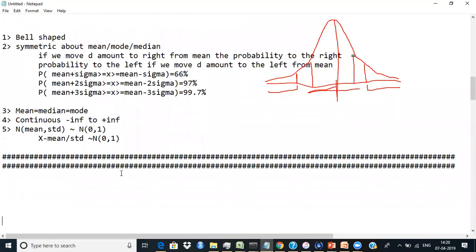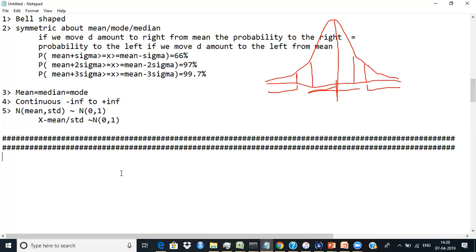So these are the properties of the normal distribution. The next concept that we are going to study is known as sample and population. Now, what is a sample?